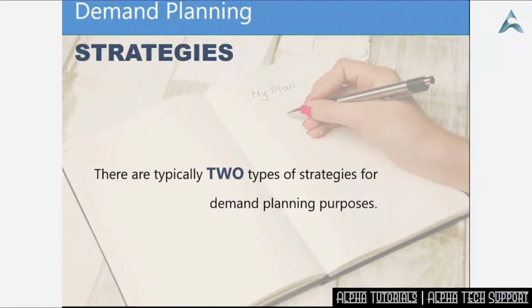Let's take a closer look at the demand planning functions. Most organizations use 1 or 2 strategies for demand planning. There are definitely more than 2, but these are the most common strategies available.